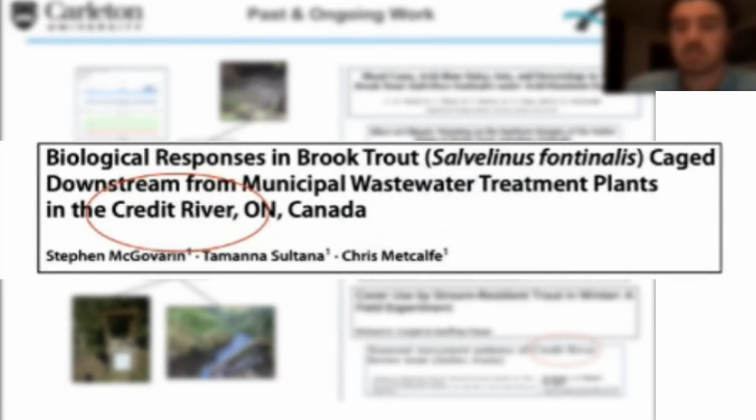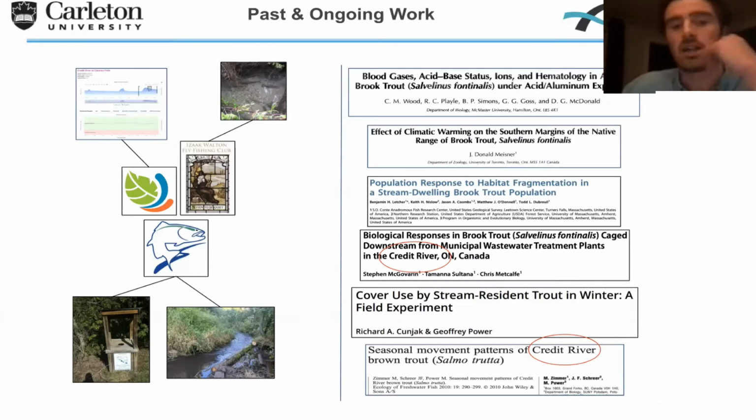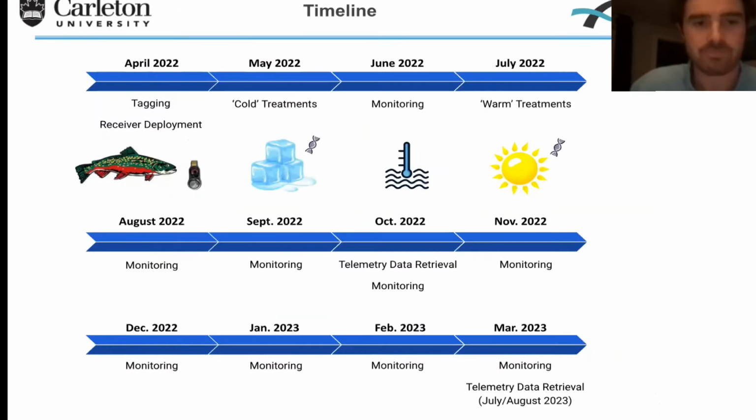There's been some other interesting research too on the impacts of wastewater treatment plants on Credit River brook trout, as well as the use of stream habitat during winter by Credit River brook trout, as well as brown trout spawning, as well as the feeding and distribution of crustaceans in the Credit River. So a lot of interesting research and really, really high level work going on. And my hope is just that I can add to that.